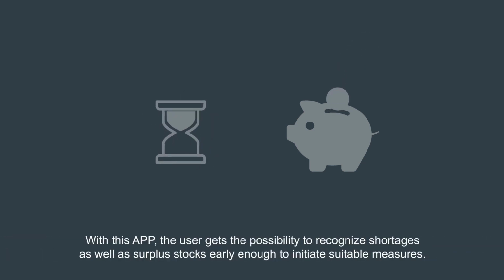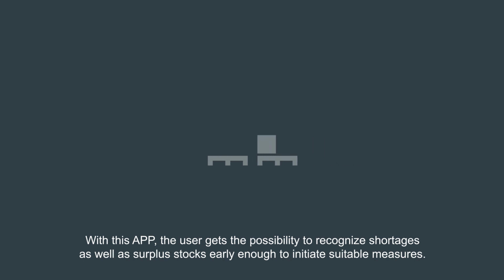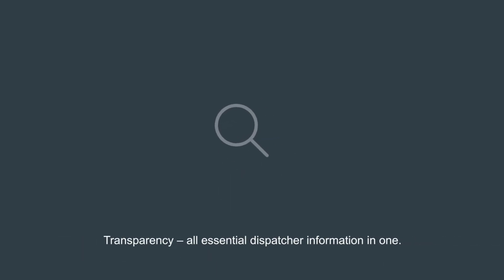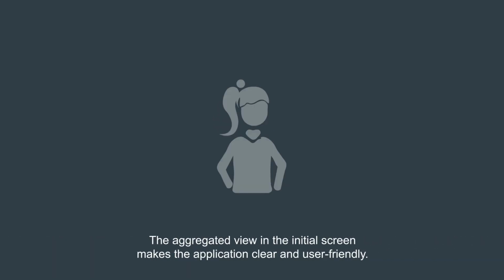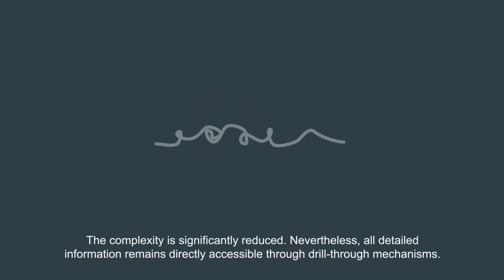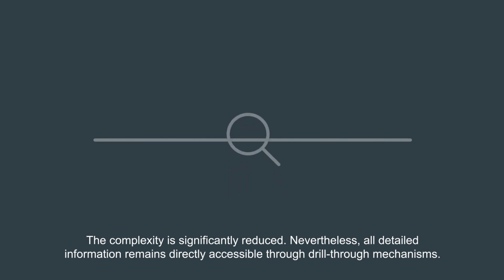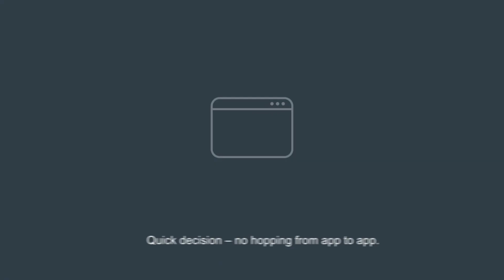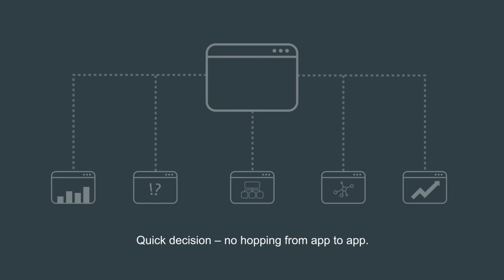With this app, the user gets the possibility to recognize shortages as well as surplus stocks early enough to initiate suitable measures. Transparency: all essential dispatcher information in one place. The aggregated view in the initial screen makes the application clear and user-friendly. The complexity is significantly reduced. Nevertheless, all detailed information remains directly accessible through drill-through mechanisms. This creates maximum transparency.